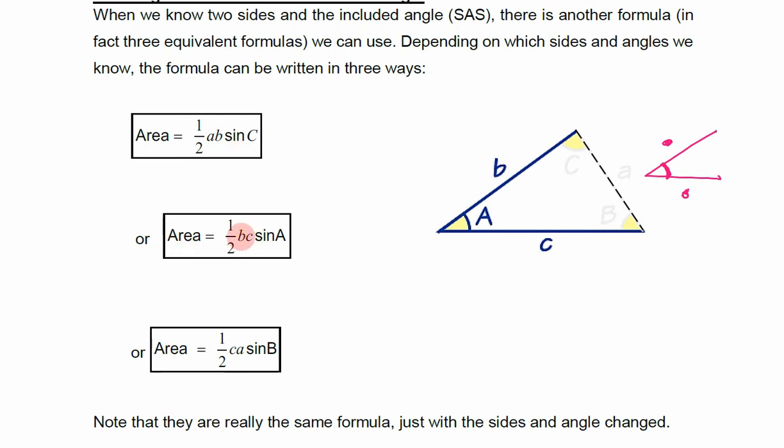If we have information about BC and also angle A, so we can use this formula. So if you have information for length C and length A, but we have angle B, because it's the included angle, right? So we can use this formula. So either way, right?